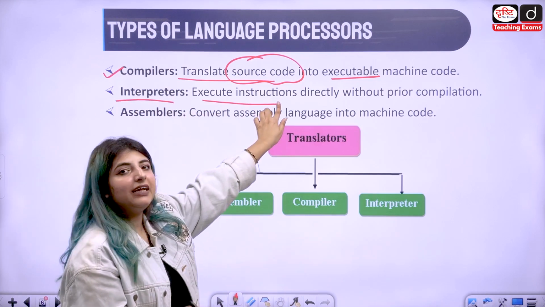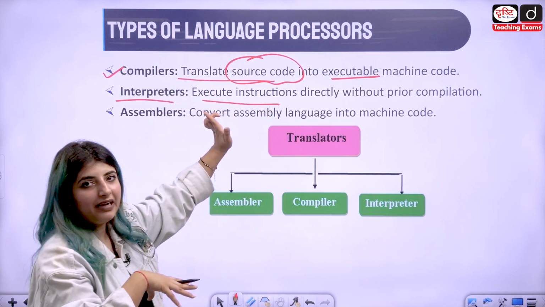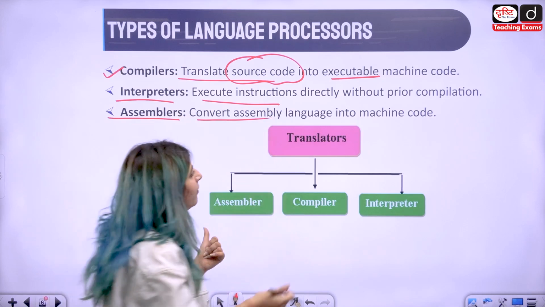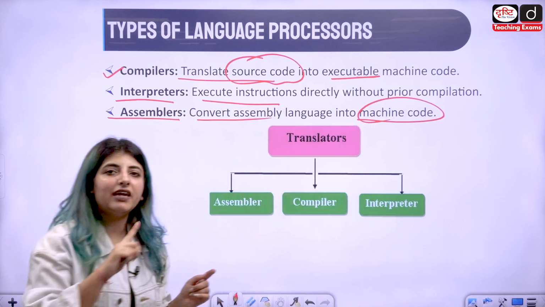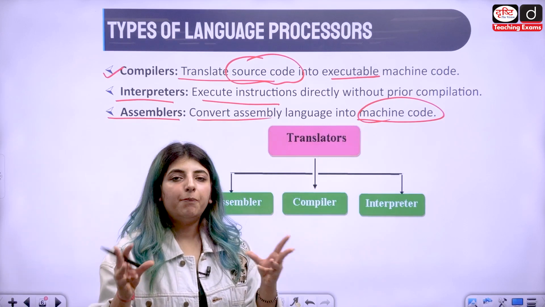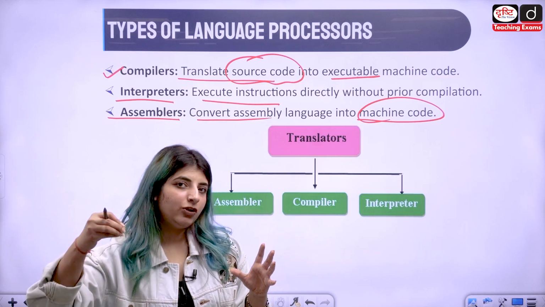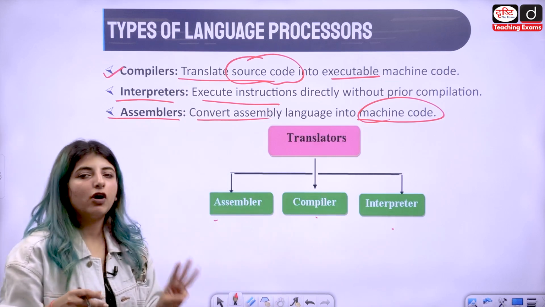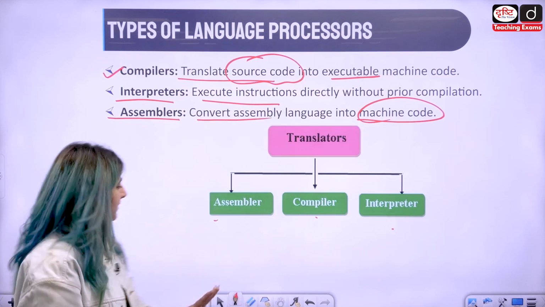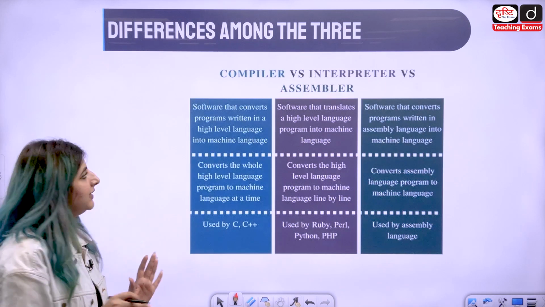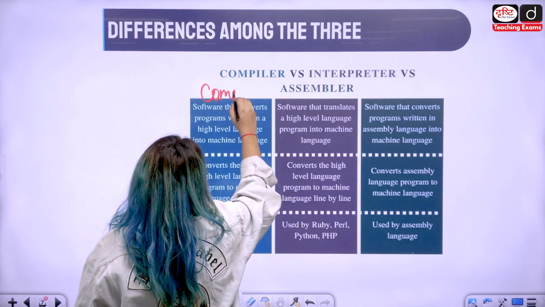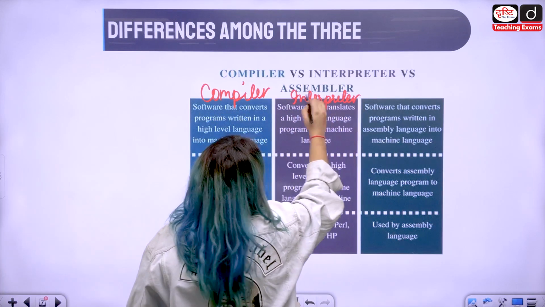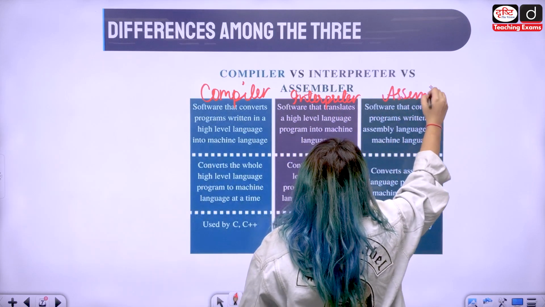Interpreters execute instructions directly without any prior compilation. The compiler will compile, the interpreter won't. Assemblers convert the assembly language, which is a type of low level language, into machine code. That's why in the very first slide I tried to give you a brief overview of the differentiation between machine code and assembly level language. So we have assemblers, compilers and interpreters as the three types of language processors or language translators. Moving forward with the differentiation, this we have as the compiler, this we have as the interpreter, and the third one we have is the assembler.